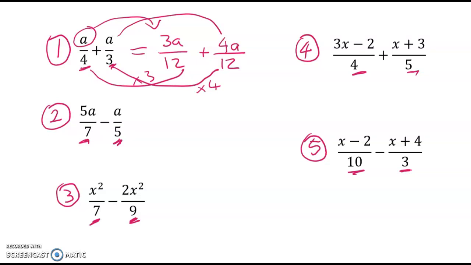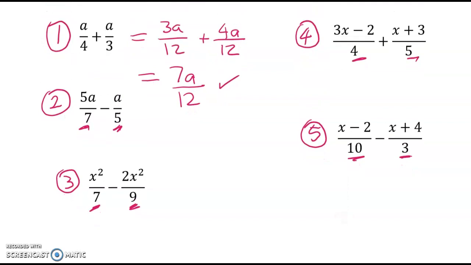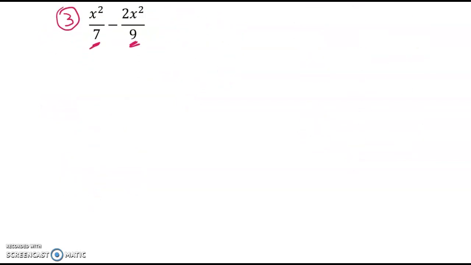So that's a big mess, so we're going to get rid of all of this because the last step is always to check for like terms and any simplification. So for the first one we get 7a over 12. And I can't simplify that any further, so that's my final answer. I'm going to do the rest of them down here. If you want to pause the video and try them yourself first, go for it, but make sure you're checking against the final answers.